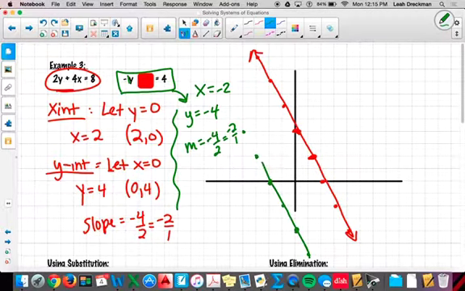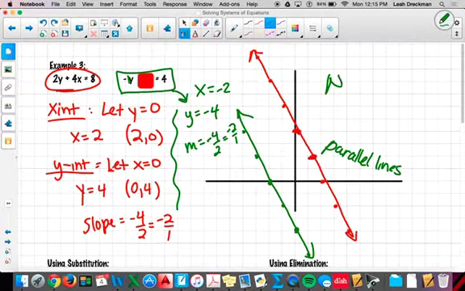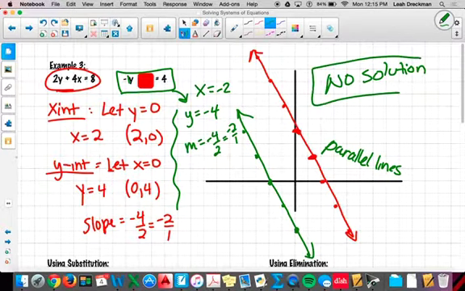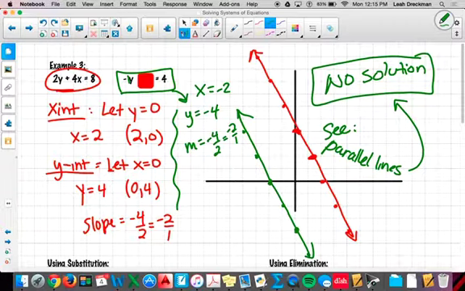But you should notice that if the slopes are the same, these lines are parallel, which means to answer the question, there is no solution. There is no point where the two lines intersect. And so every time you see parallel lines, we know there's going to be no solution.